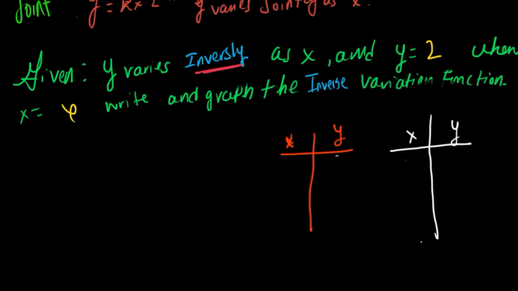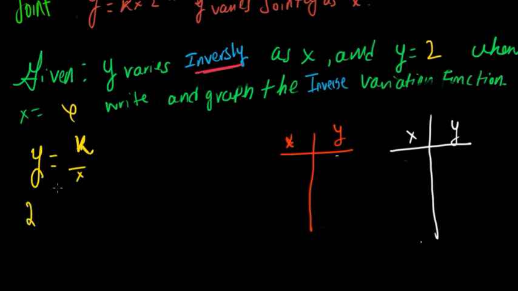Okay, so let's see here. If we want to write the inverse variation function when y is equal to 2 and x is equal to 6? Well, let's go ahead and do it. Since it varies inversely, it'll be y is equal to k over x.